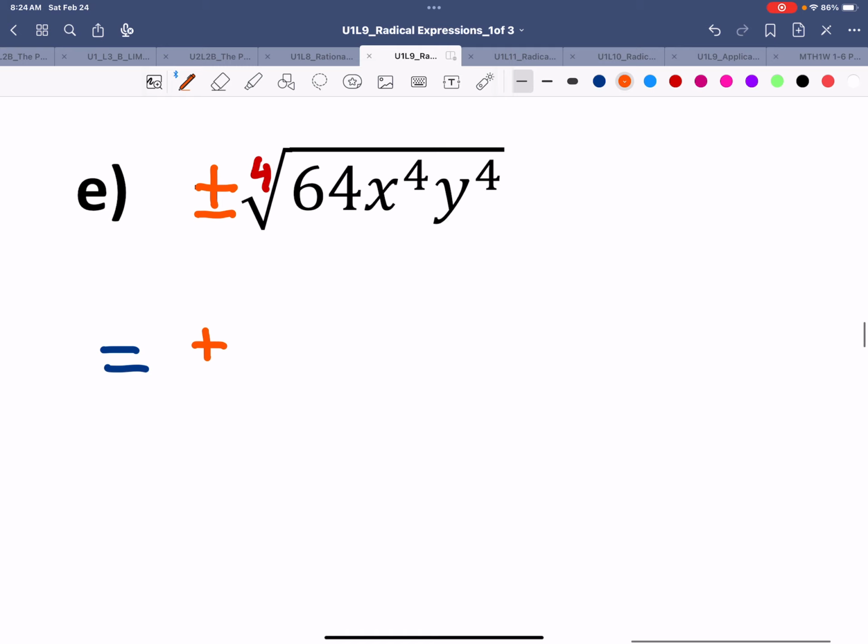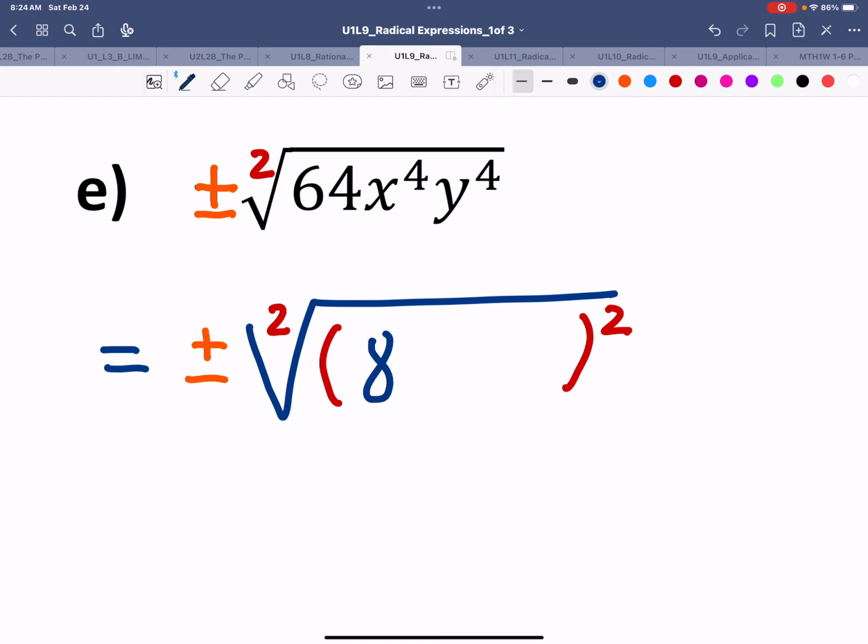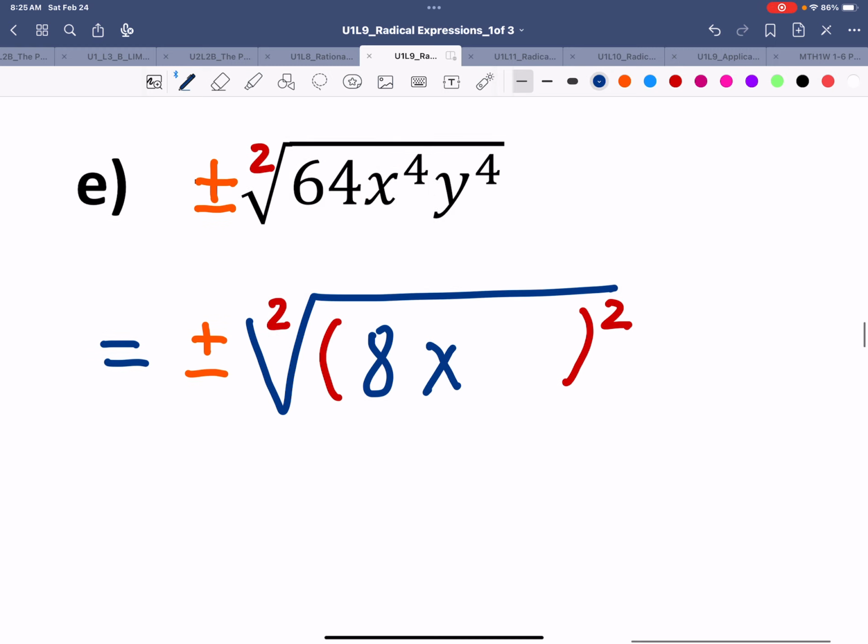So we have plus or minus the square root, sorry, let me double check this, the square root, a slip of the tongue. All right, so we have the square root, and we have to write this radicand as a perfect power of 2. So let's think about it. Number 64 as a perfect power of 2 is going to need the number 8 in here. 8 times 8 is 64. For x to the power 4, we're going to need x to the power of 2. For y to the power 4, y to the power of 2.